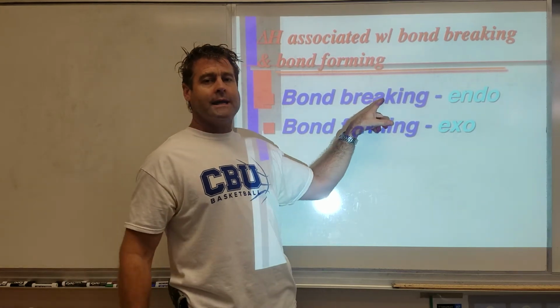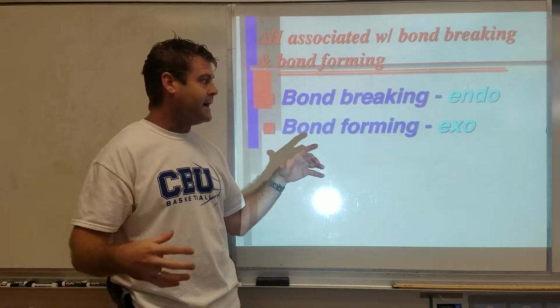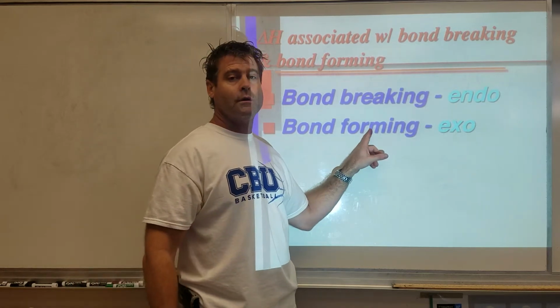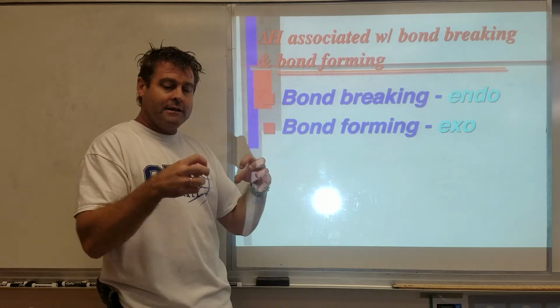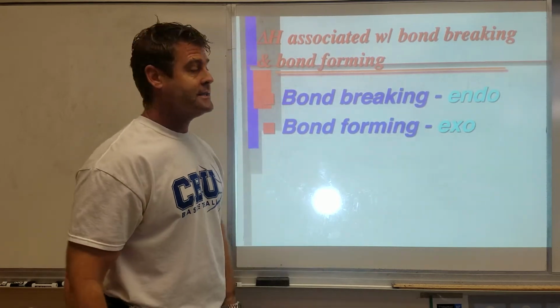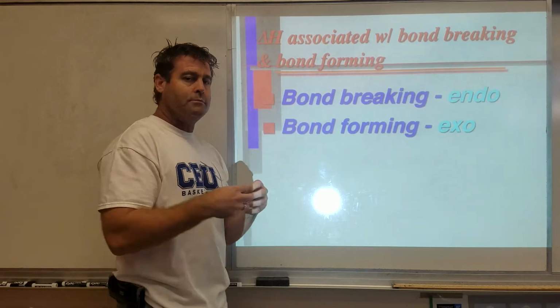When bonds break, it requires energy to break bonds. That's an endothermic process, okay? Energy has to be absorbed in order to break old bonds. And then when new bonds form, when a new arrangement of atoms comes together, heat is released. That's an exothermic process. So in any chemical reaction, both of these processes are occurring. Old bonds are breaking, new bonds are forming.